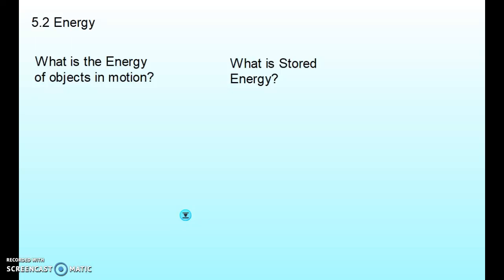So here we are in Chapter 5, Section 2, Energy. Go back to your middle school days and think about what you learned about energy. You learned about these two kinds of energy. Number one, the energy of objects in motion. The other one, stored energy. Objects in motion, you remember, is kinetic energy, and stored energy is potential energy.